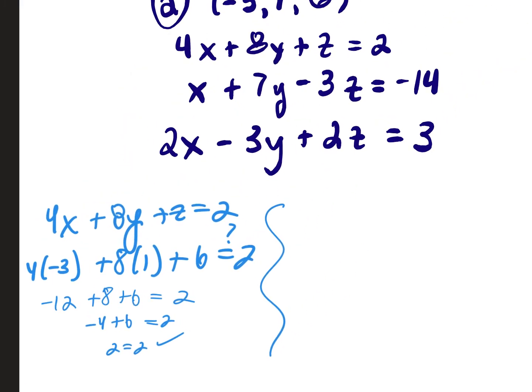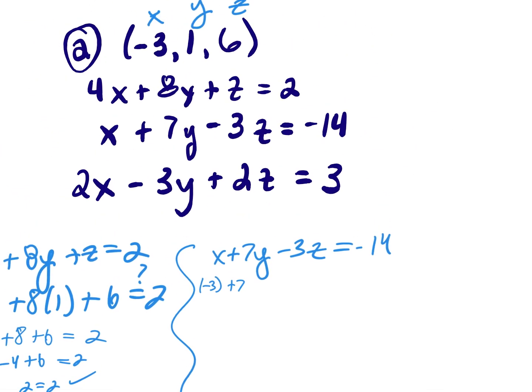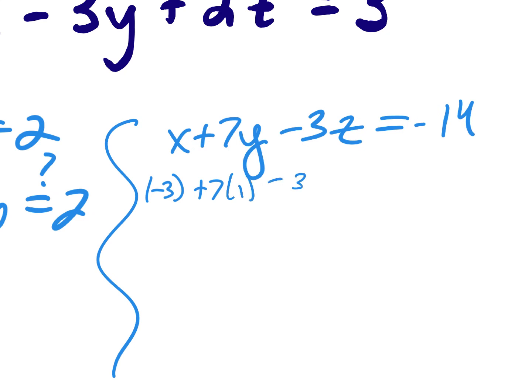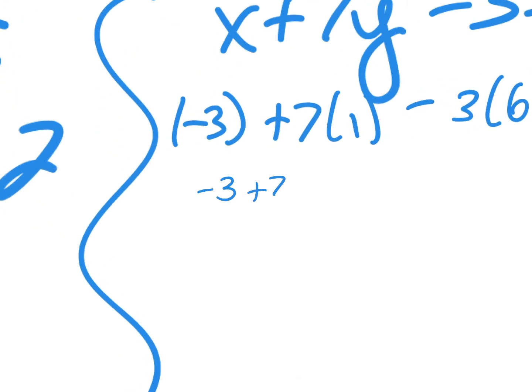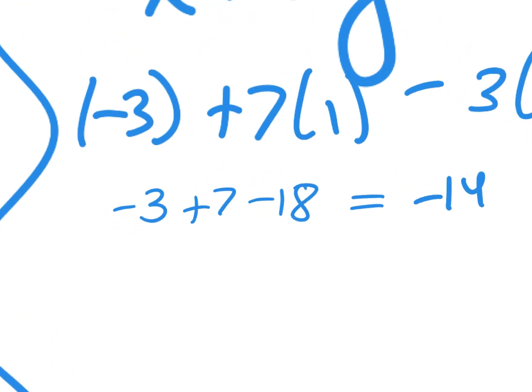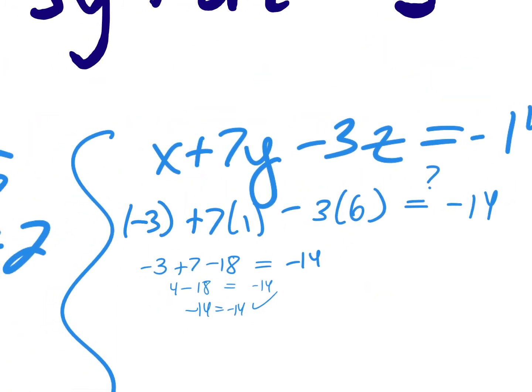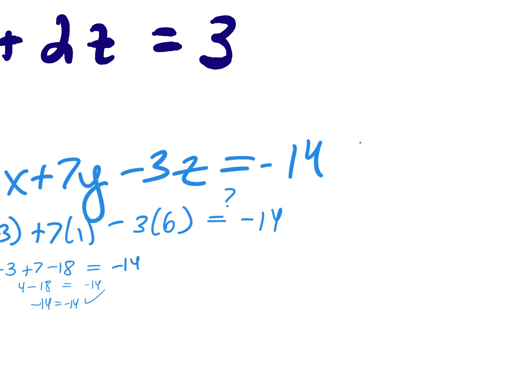All right, second one. I have x plus 7y minus 3z equals negative 14. So I have negative 3 for my x. What was y? 1? Yeah. And then 3 times 6. Does that equal negative 14? Negative 3 plus 7 minus 18. Does that equal negative 14? What's negative 3 plus 7? Positive 4 minus 18. What's 4 minus 18? Negative 14. Does negative 14 equal negative 14? Yep. All right, can I just go, yeah, this probably works? Correct. You guys say, yeah, it probably works, and you guessed right. That's great. You're getting points off because you didn't prove that all three work.